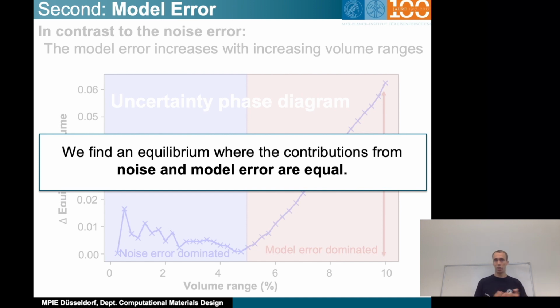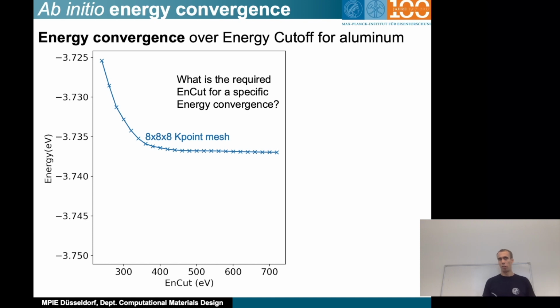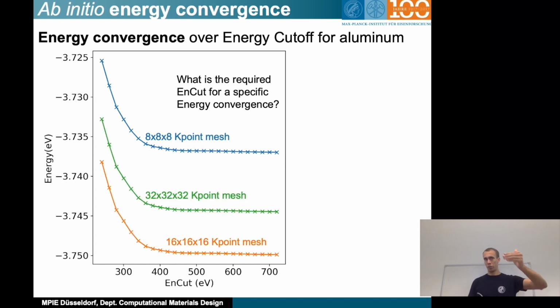So, how does this now compare to the convergence of energy? Right, so here I have energy over energy cutoff. I do it for one k-point mesh. I can do it for two more, right? So we already see the energy is first decreasing to the 16 by 16 by 16 mesh, and then increasing again for the 32 mesh. What's already notable here is really that the curves look very similar, right? They all have the very same shape, they are just shifted.